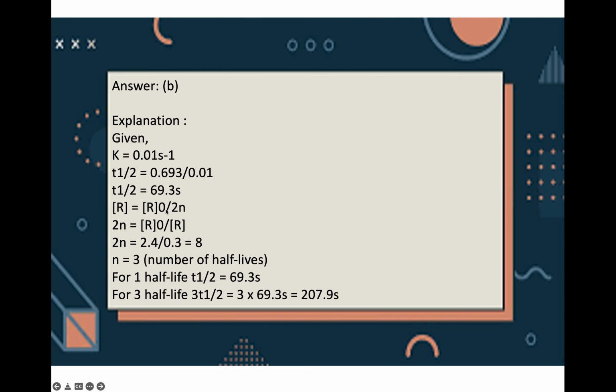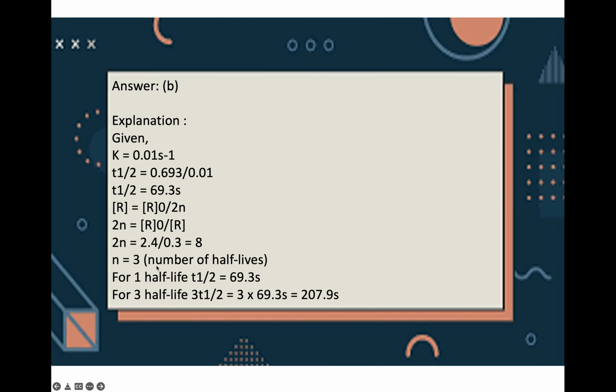Then look at the relation connecting the concentration: R is equal to R0 divided by 2 to the power of n, and from this you can infer an equation for 2 to the power of n, that is R0 by R. You know both the values. 2 to the power of n is equal to R0, given in the question as 2.4, divided by R, which is 0.3. So 2 to the power of n is equal to 8, n is equal to 3, because n is the number of half lives. For one half life, t half, it is 69.3 seconds. So for 3 half lives, you have to multiply 69.3 by 3, that is 207.9 seconds. You write the sum and learn.